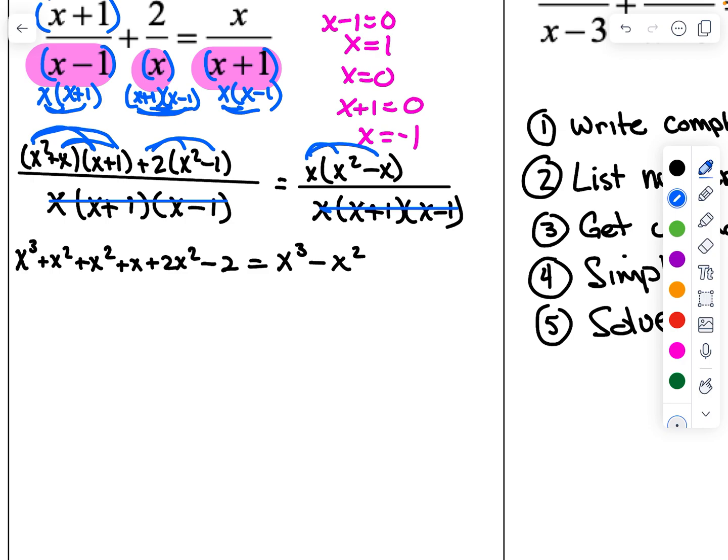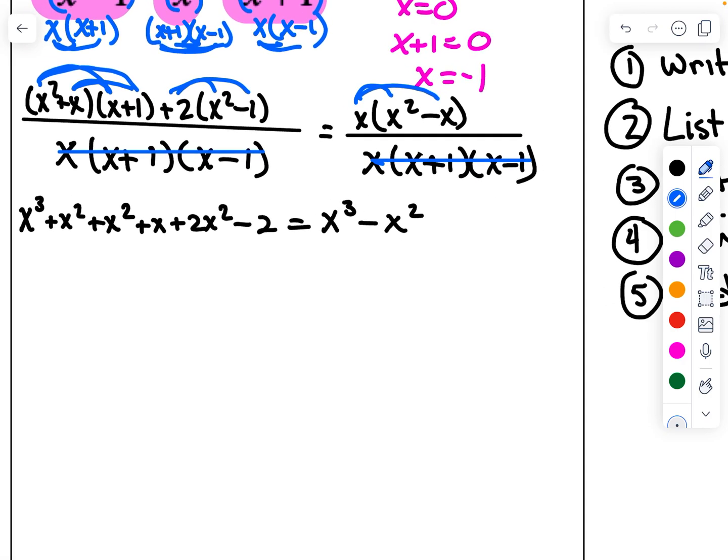Okay, so let's combine like terms before we do any moving things around the equal signs, okay? So this is an x cubed, and it is the only one I have on this side. Well, actually, life might be easier to do this. This x cubed and that x cubed will cancel each other out. So those are gone.